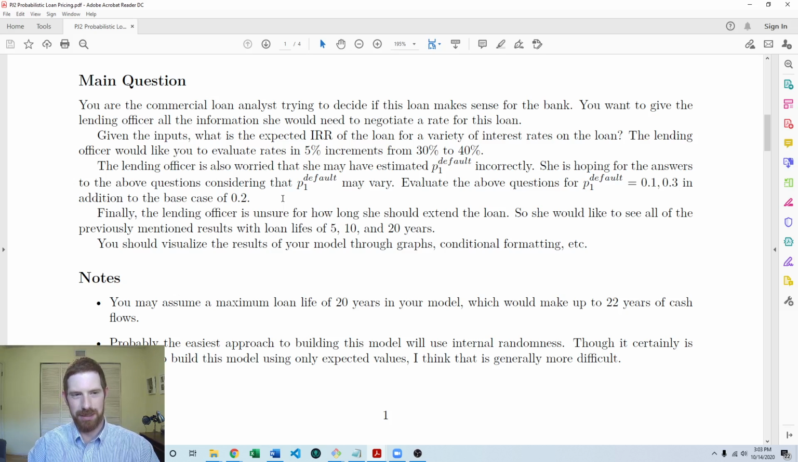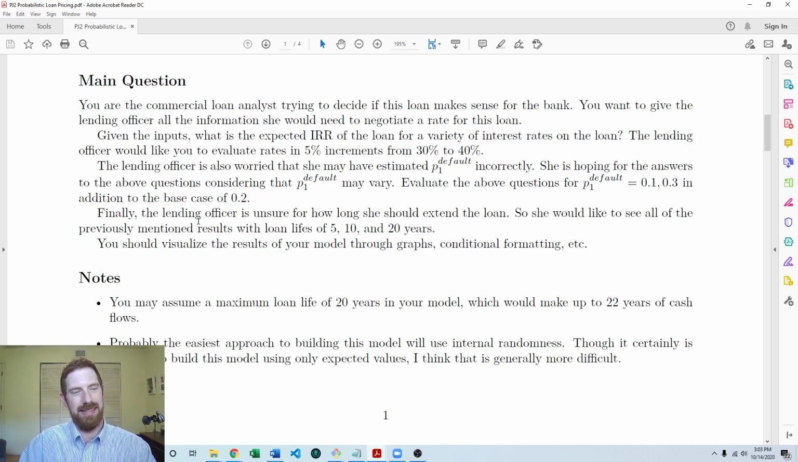It goes even further to say that there's always a lot of uncertainty in estimating the probability of default. You can never estimate that accurately. So the lending officer wants to see what everything looks like with some different assumptions for the initial probability of default. So base case is 20% per year, but the lending officer also wants you to evaluate 10% and 30% per year.